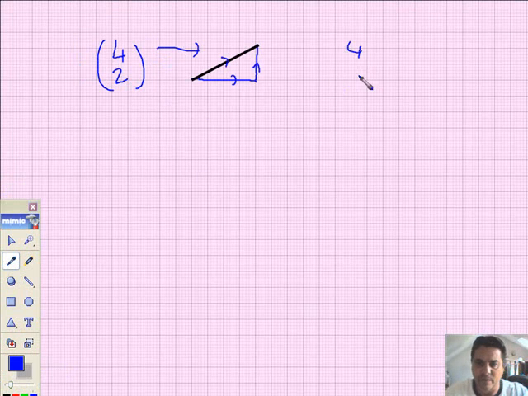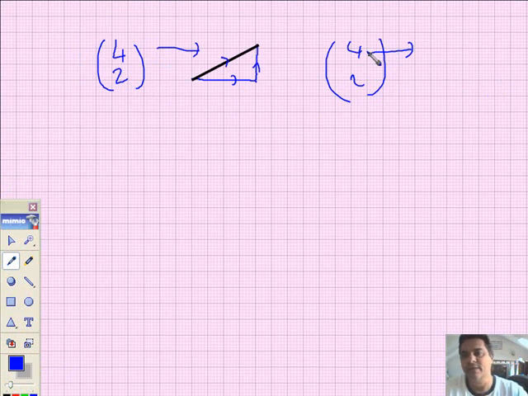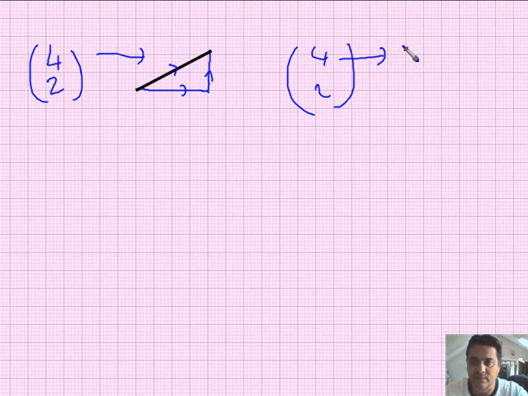So if we look at 4, 2 again, just to recall, the top number is the movement horizontally. It could be left or right. So if it's plus 4, you go 4 in the right direction. If it's minus 4, you go left 4 units. So that's the horizontal movement. And the 2 will be 2 units up or 2 units down if it's minus 2. So that's the vertical movement.